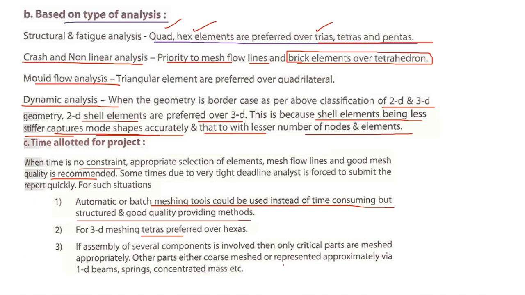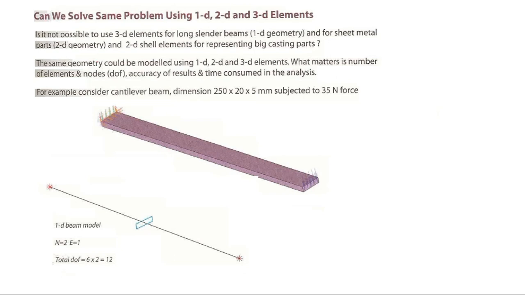That should be okay. See, can we solve the same problem using only 2D or 3D elements? Can we solve? It's possible. I think I will use 1D. Yeah, you can use 1D. Is it not possible to use 3D elements for long slender beams, which are 1D geometry, and for sheet metal parts, 2D geometry, and 2D shell elements for representing big casing parts?